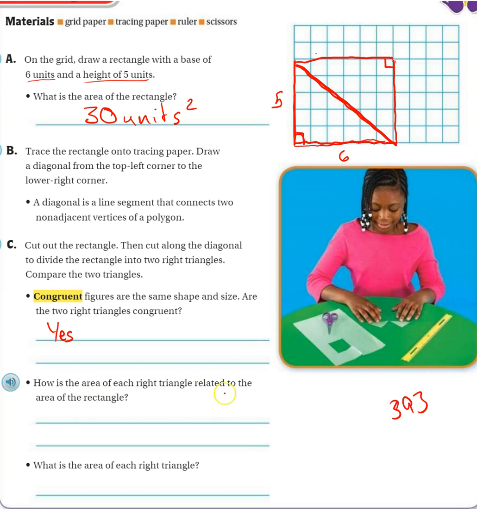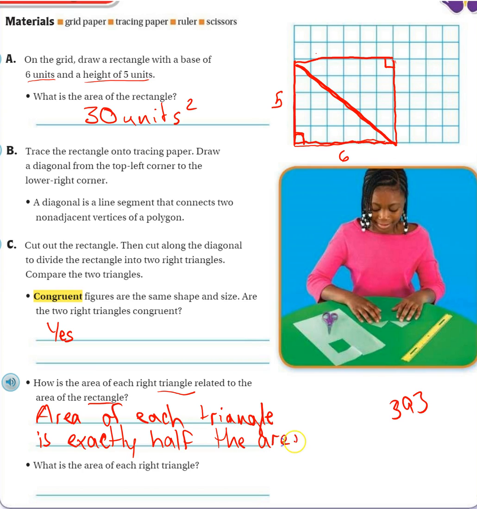How is the area of each right triangle related to the area of the rectangle? Well, we cut this rectangle in half, and they want us to compare the triangle to the rectangle, so the area of each triangle is exactly half the area of the rectangle.